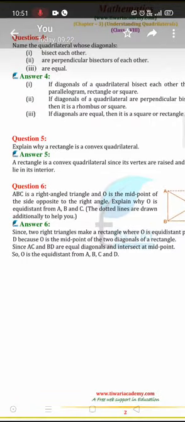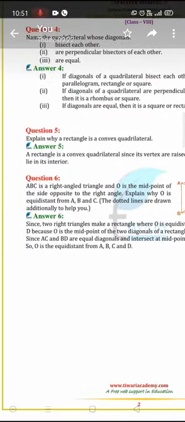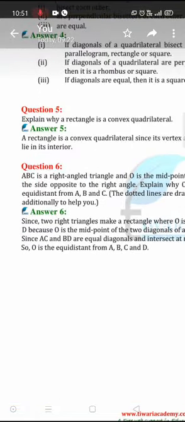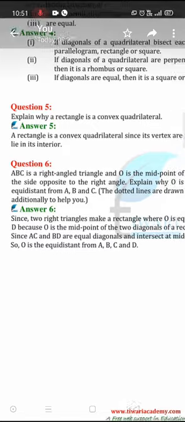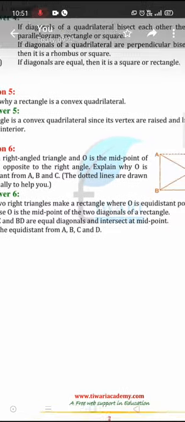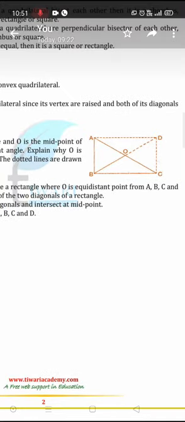ABC is a right angle and O is the midpoint of the side opposite to the right angle. The side opposite to the right angle is AC. Why? Because B is the right angle. Explain why O is equidistant from A, B and C. For help, dotted lines are drawn additionally. By joining AD, CD and OD, we are getting a rectangle.